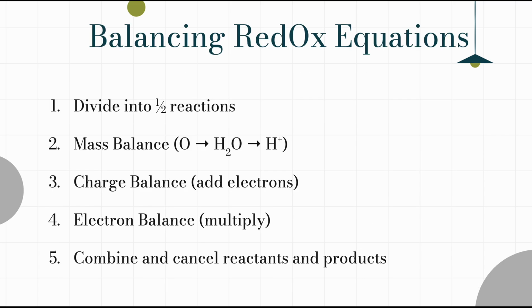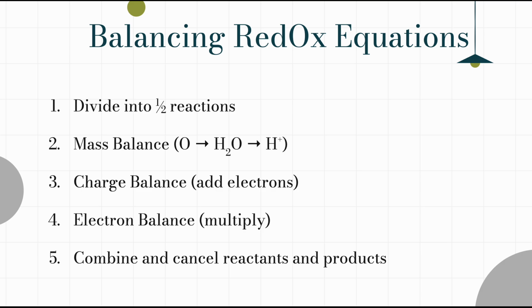Now let's look at how to balance a redox equation. There are 5 steps to balancing a redox equation. First, you must divide it into half reactions, which means you separate the reduction reaction and the oxidation reaction. Then you need to mass balance, where you will balance the amount of oxygens on one side by adding H2Os on the other. Then you will charge balance with electrons.